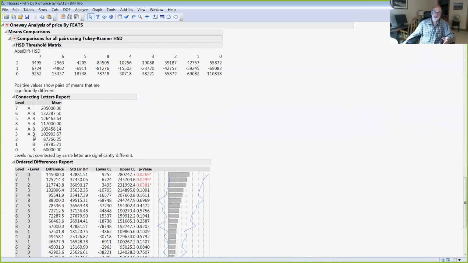This is a very conservative test, so very few differences can you declare to be significant. Group 7 is higher than group 0, 1, or 2. And those are the only things that you can say are different. Those are the three comparisons that show p-values that are less than 0.05.